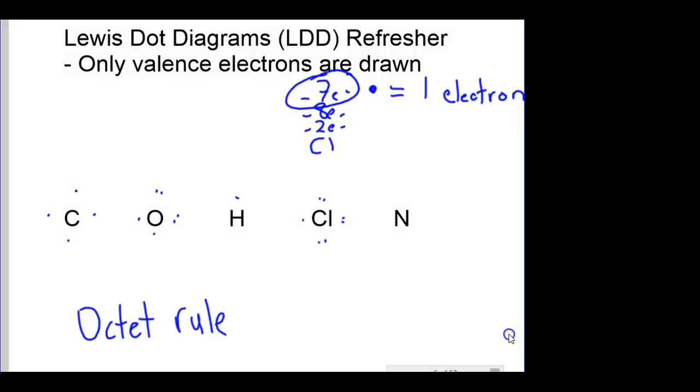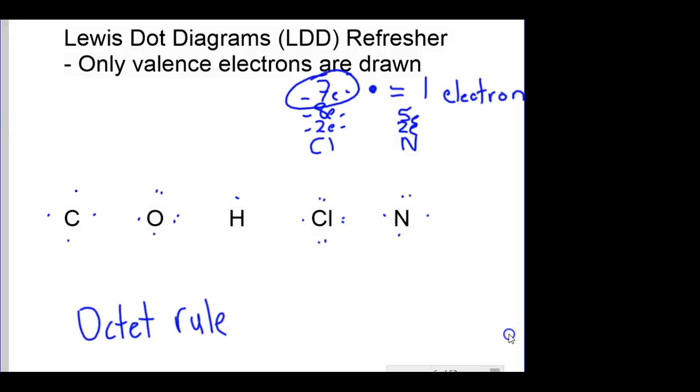How many valence electrons will nitrogen have? Well, 5. Okay. Nitrogen has 7 electrons. 2 electrons go in the first energy level. 5 electrons go in the second energy level. 1, 2, 3, 4, 5.